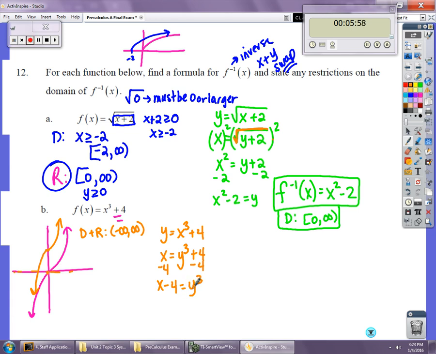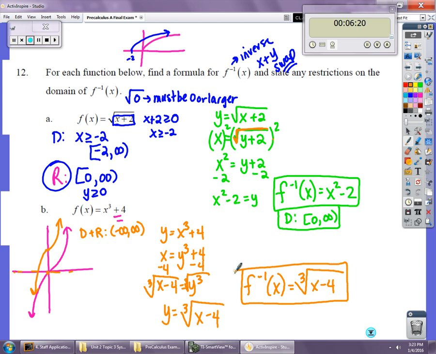The opposite of cubing is taking a cube root. So I end up with the cube root of x minus 4. So I'm just going to write it in function notation. The inverse is the cube root of x minus 4. There it is. And my domain is negative infinity to positive infinity.